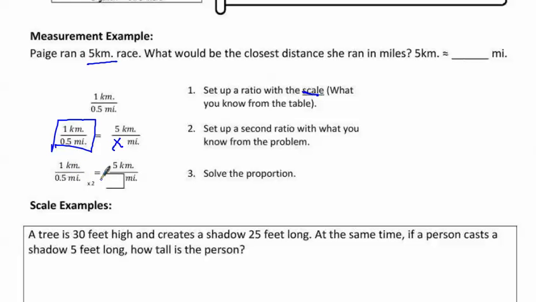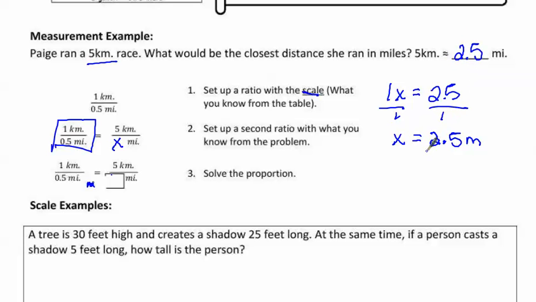So let's cross multiply and solve. So you get 1 kilometer times X, so that's going to be 1X. 5 times 0.5 is going to be 2.5. If I would like to divide by 1, you can, but you do get the same outcome. So 5 kilometers is approximately 2.5 miles.